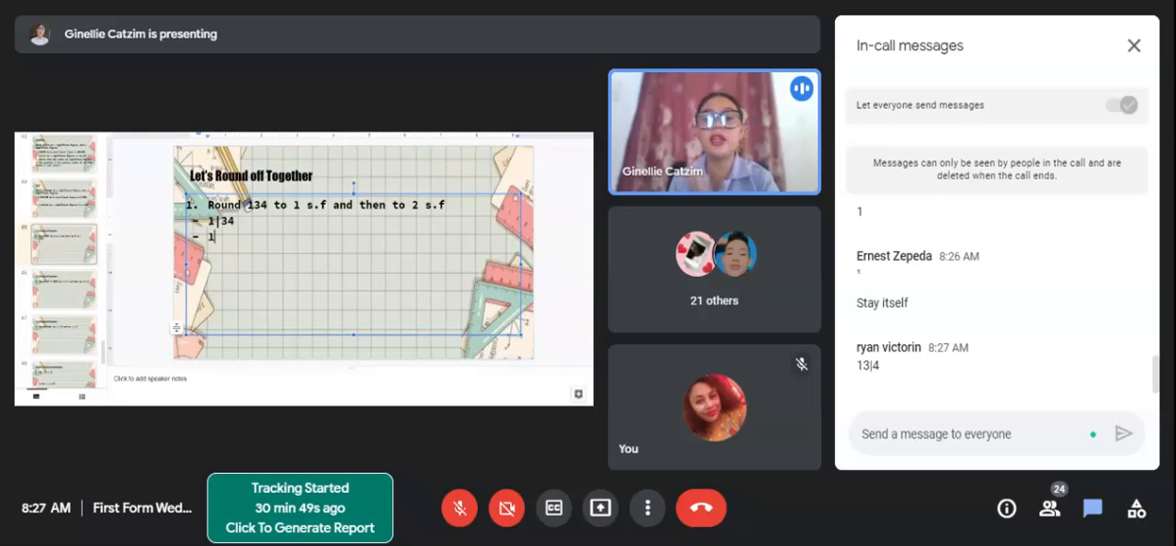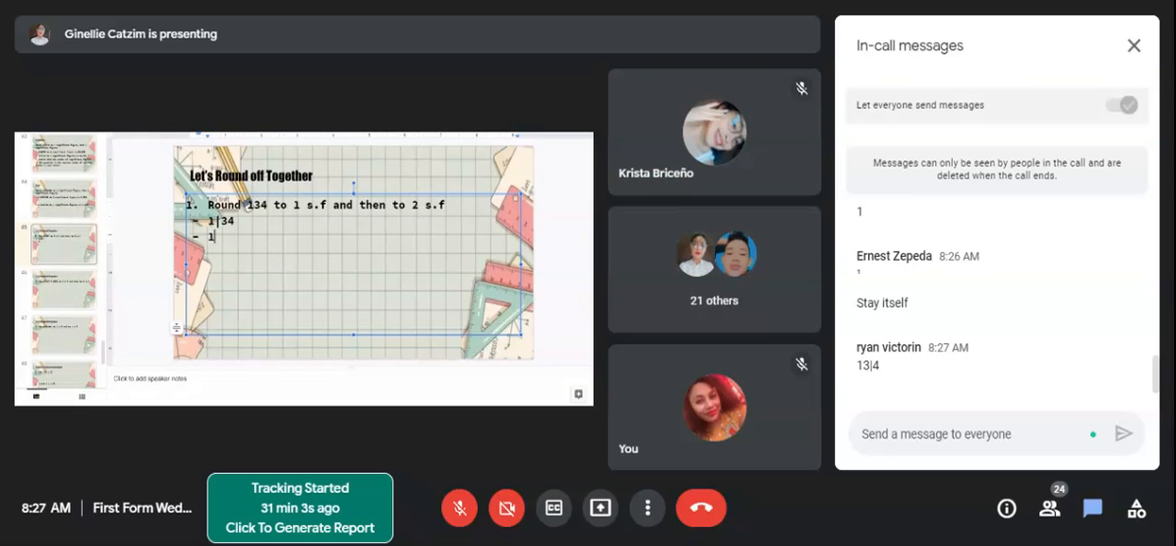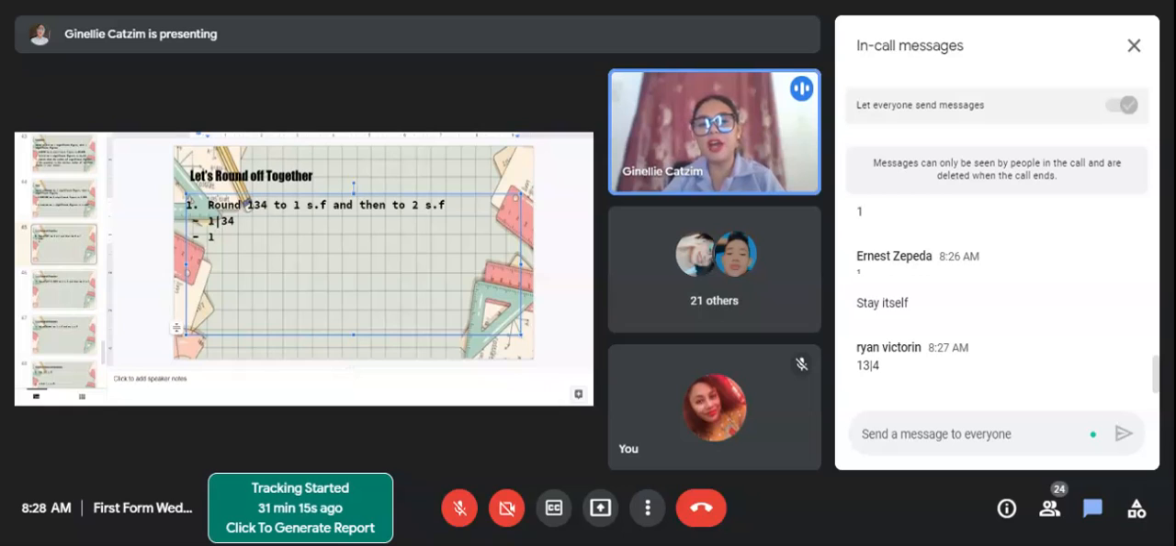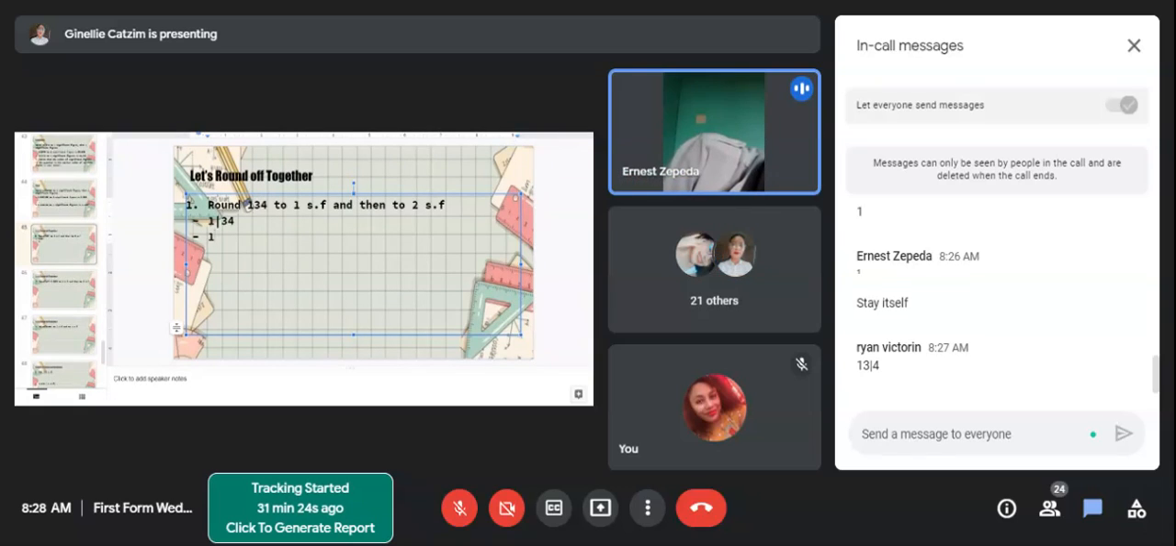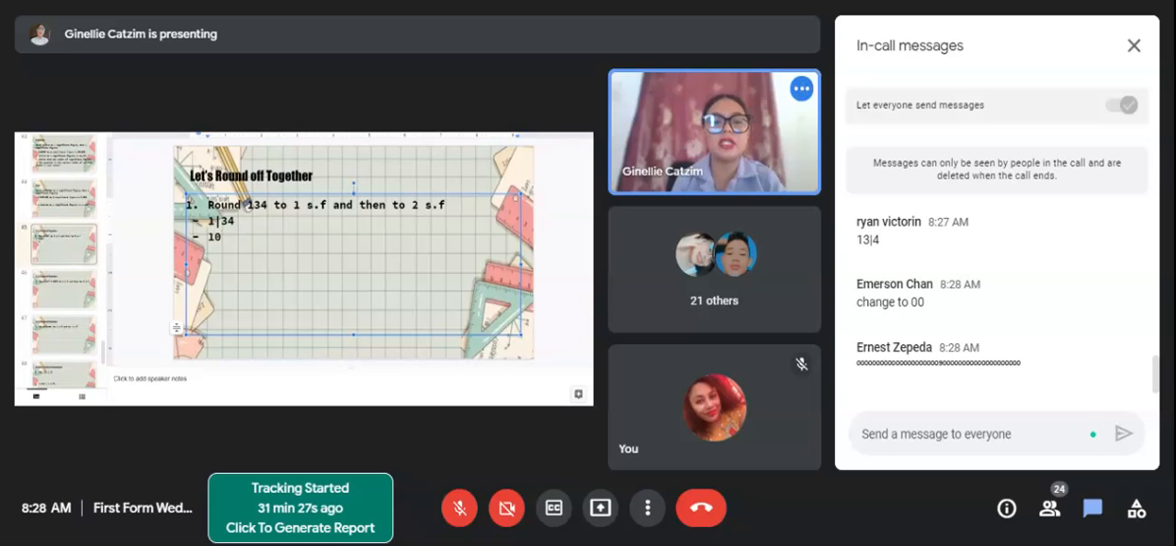So, can someone share again? I didn't get what you said. What will happen to the numbers after the vertical bar? Hello, what happens to the numbers found after the vertical bar? What do we do to them? Miss, you will replace them with zero, miss. Very good, right? We replace them with zeros, and that is our answer to one significant figure.